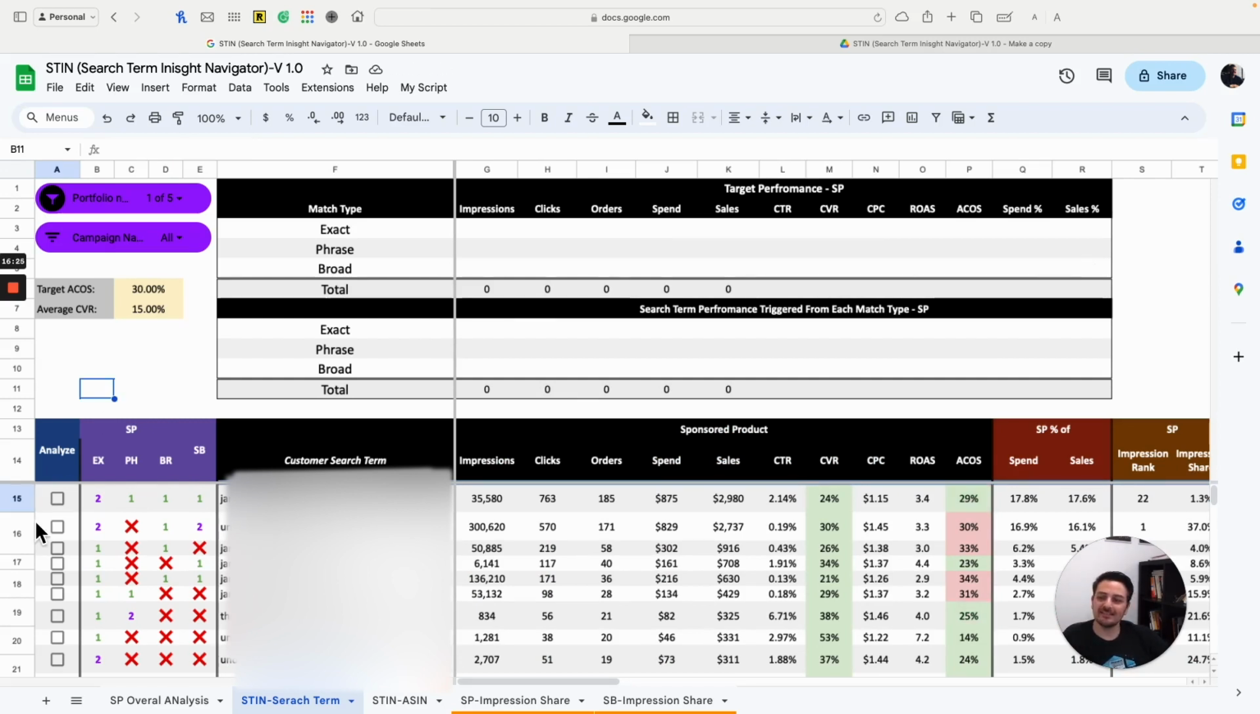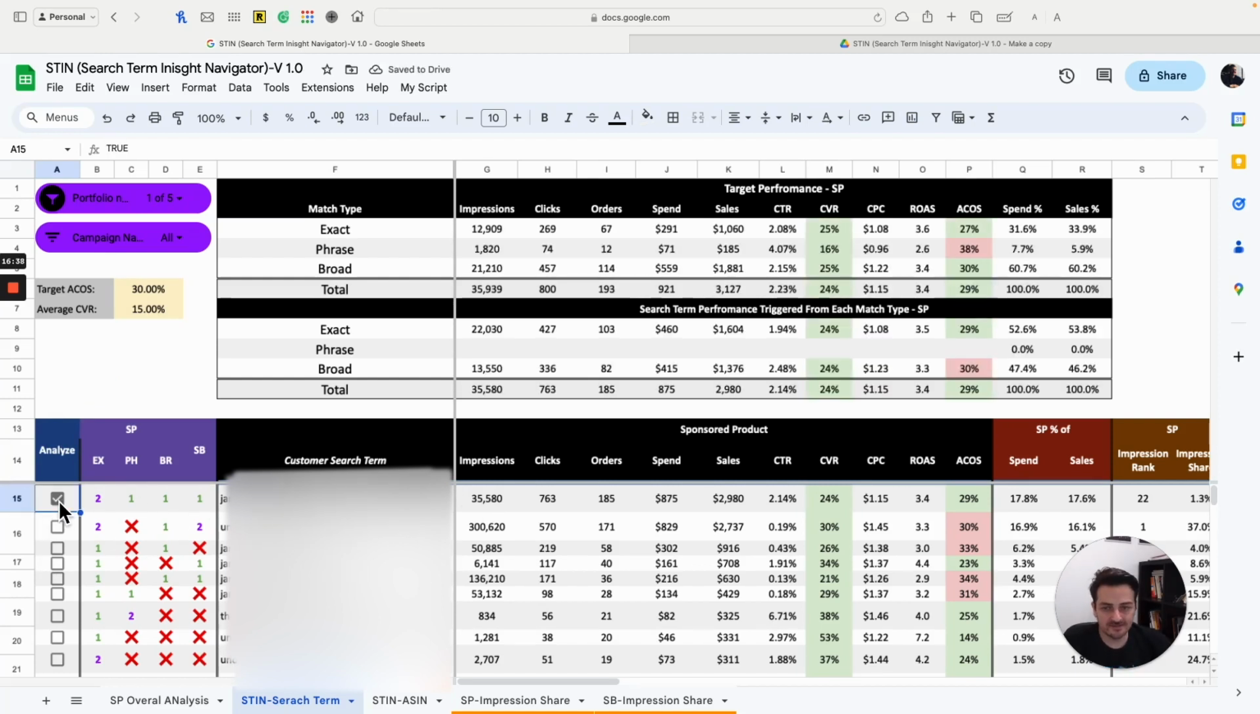Now we are going to make this even more interesting. You can see we have a column here called analyze. So what can we do with analyze? Let's click on the first term. I'm going to click here. What analyze does is that, in the upper tables, it gives me every single piece of information and KPI for this term. We have two tables here.